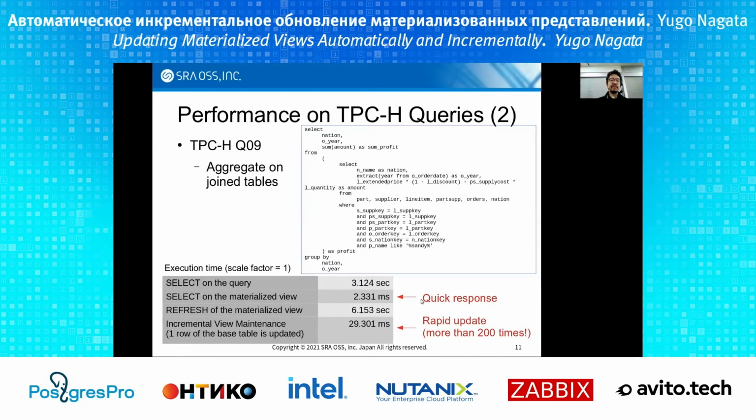In another example, using TPC-H query 9, this is an aggregate on a 9-table join. The refresh of the materialized view took 6 seconds. But IVM took only 30 milliseconds. It is more than 200 times faster than the refresh. Okay, IVM is so effective.